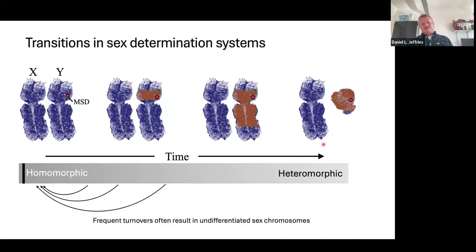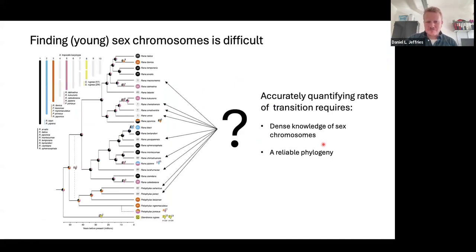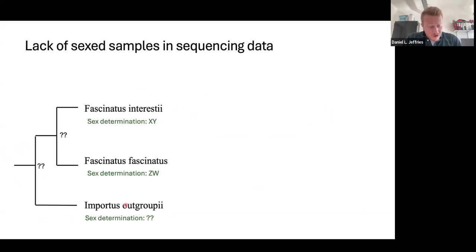So as I say, when turnovers are happening a lot, then you end up with very homomorphic sex chromosomes. But that's quite difficult to work with because homomorphic sex chromosomes are challenging to find. And if you can't find homomorphic sex chromosomes, then you're not accurately quantifying rates of sex chromosome transition. And as I mentioned before, one way that people often go about finding sex chromosomes is by comparing either male and female depth or male and female sequence divergence across the genome, and hopefully looking for regions that look like this or like this.